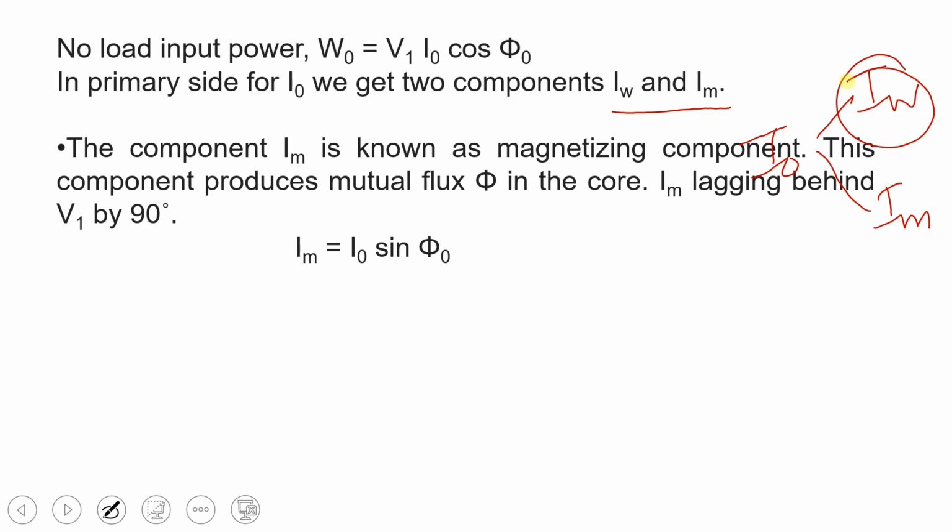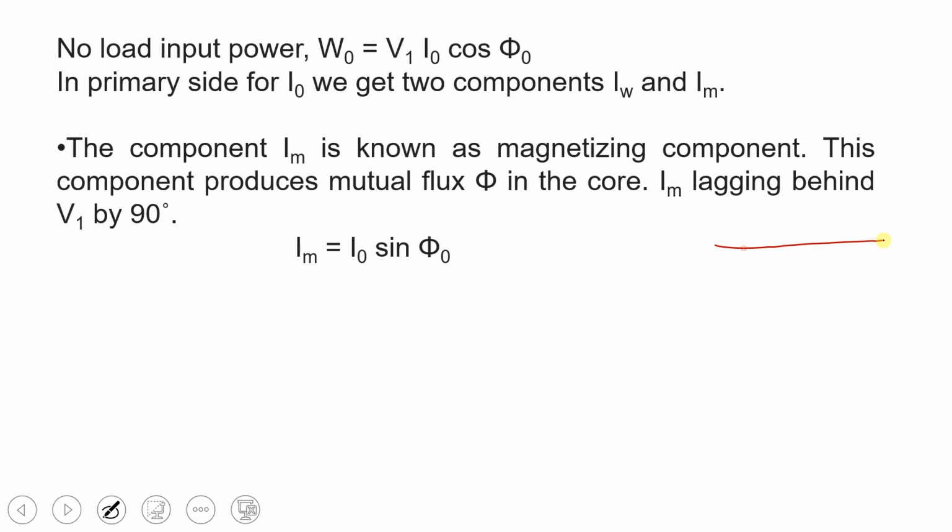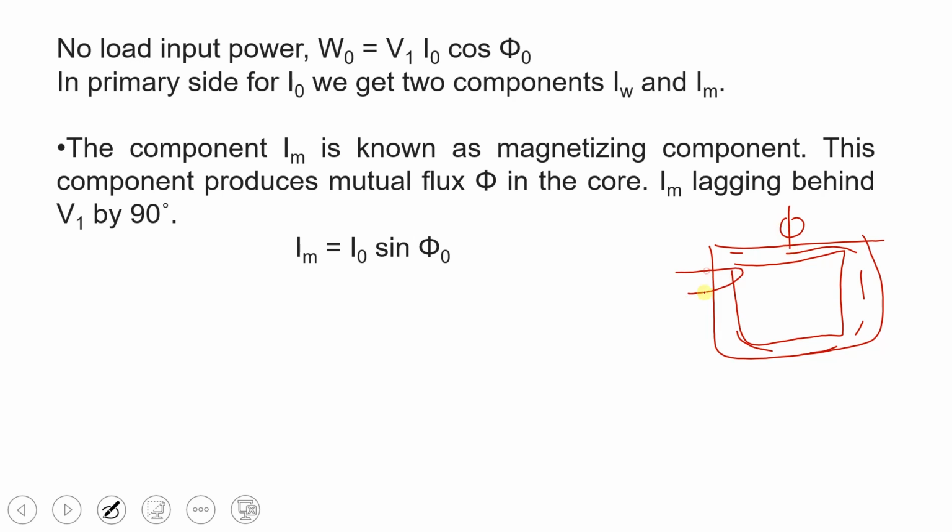The component IM is known as the magnetizing current. This component produces mutual flux phi in the core. As we know, this phi is because of the magnetizing current IM. IM lags behind V1 by 90 degrees. IM is equal to I naught sin phi.